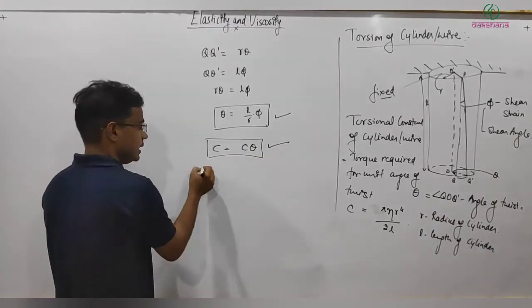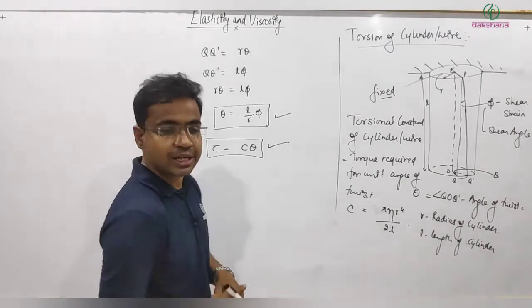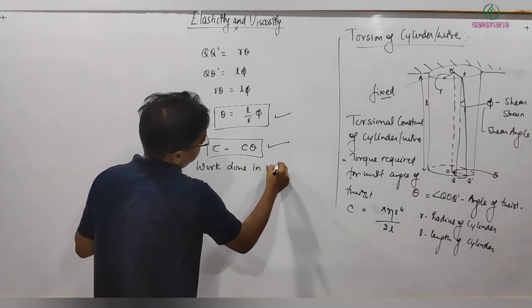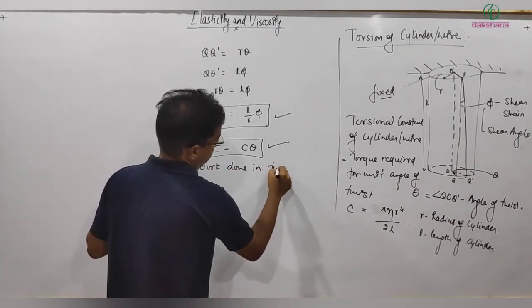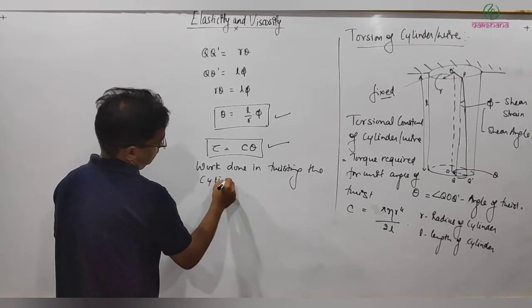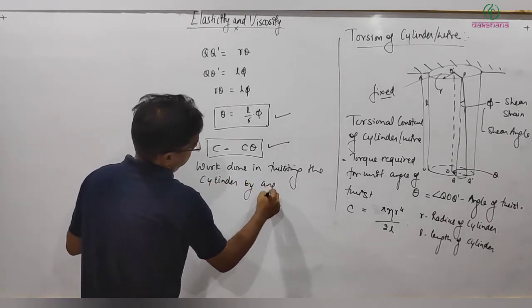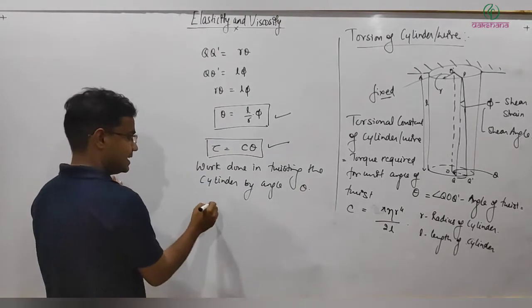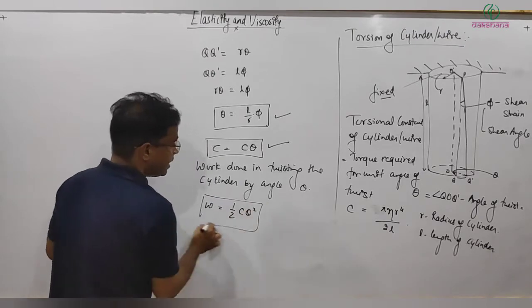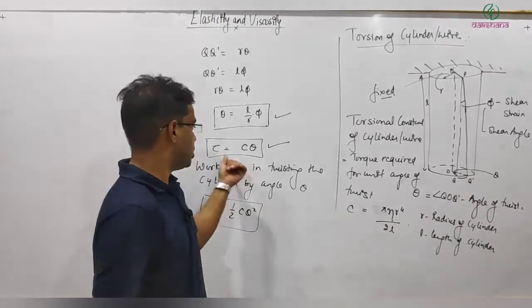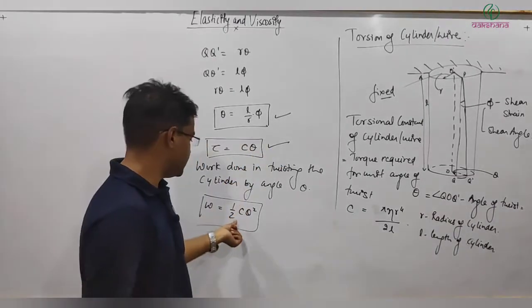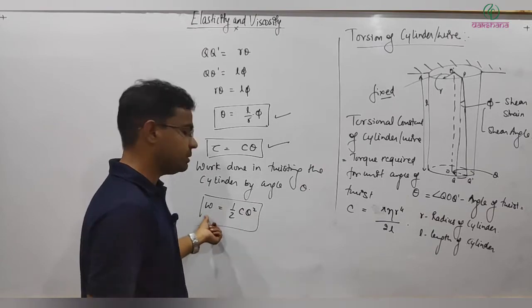So now if it's being rotated, then some work will be done. So the work done in rotating or twisting the cylinder by angle theta can be written as half C theta square, because tau into d theta will be the work done, torque multiplied by angular displacement d theta, and integrating C theta d theta, we will get this half C theta square as the work done.